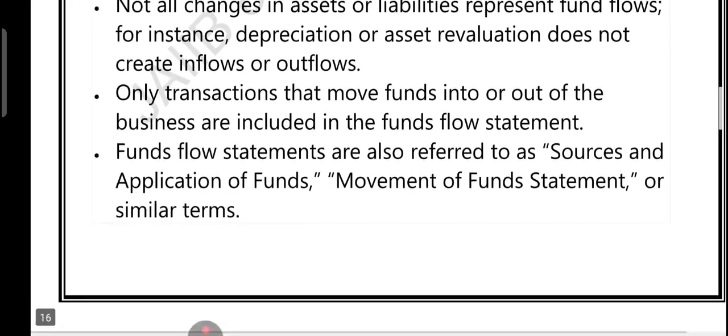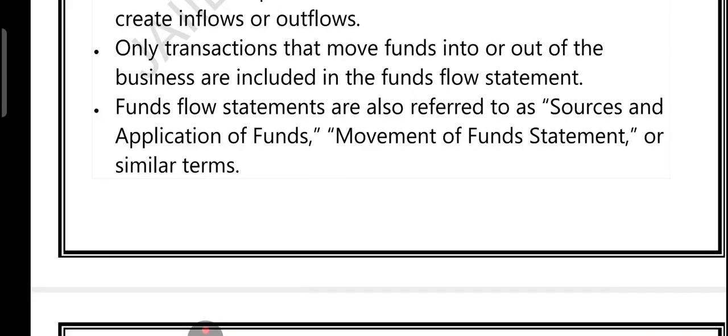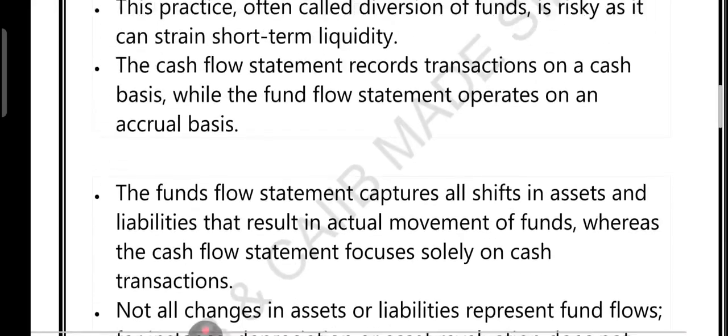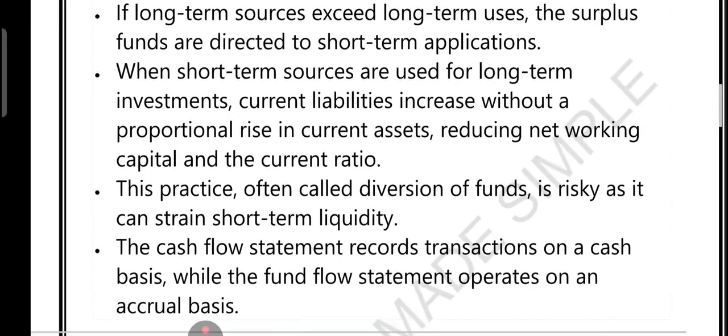Now friends, if you compare fund flow and cash flow statement, the fund flow statement works on accrual basis. Very, very important part I'm telling you, right? Remember, this fund flow statement works on accrual basis, right? That means they show the real movement of the fund. But the cash flow statement works on the cash basis, means they record only the actual cash transactions. You know the meaning of accrual basis and cash basis? It is very simple. For example, depreciation or revaluation, no real cash flow is there, so it won't show in the cash flow, right?